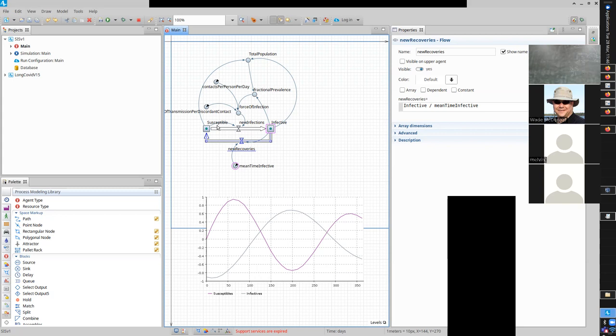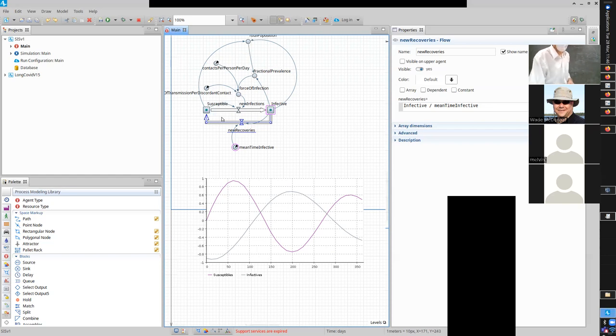So now to express it as different equations, we have to express them in algebraic terms. So the inflow to susceptible is these new recoveries. When writing these down, I asked you to use S for susceptible, I for infective, C for the contacts per person per day, beta for the probability of transmission per discordant contact, and tau for mean time infective. So what is the inflow to susceptible going to be?